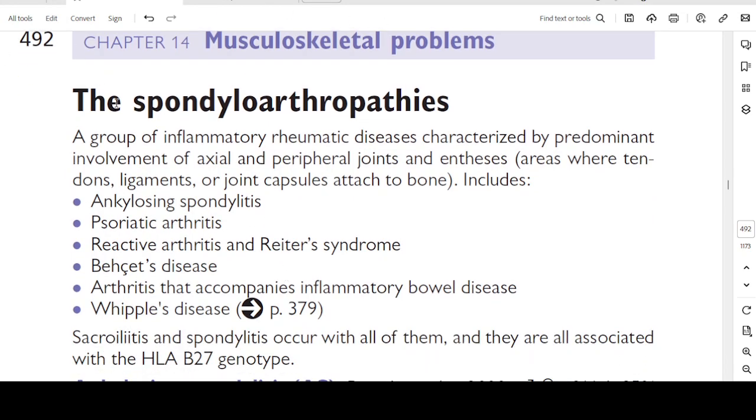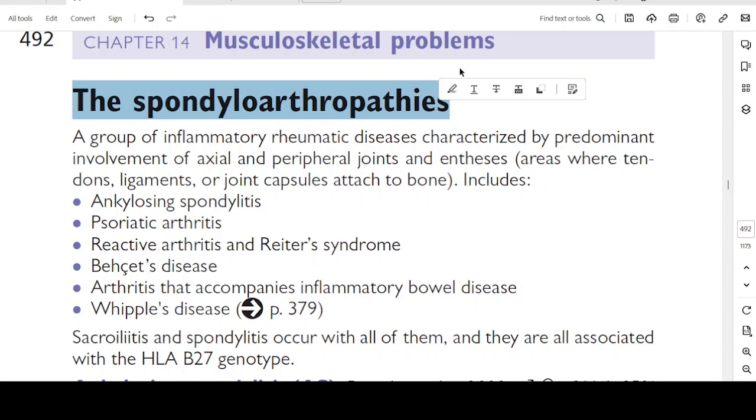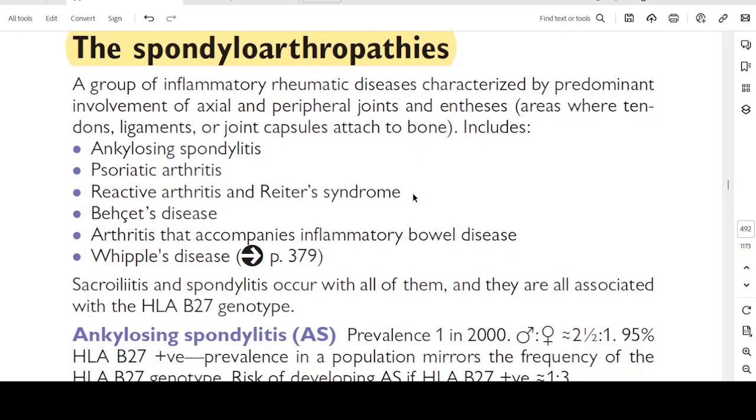Musculoskeletal problems 492. The spondyloarthropathies. These are a group of inflammatory rheumatic diseases characterized by predominant involvement of the axial and peripheral joints and entheses, areas where the tendons, ligaments or joint capsules attach to the bone. They include ankylosing spondylitis, psoriatic arthritis, reactive arthritis, Reiter's syndrome, Behcet's disease, arthritis that accompanies inflammatory bowel disease, and Whipple's disease. Sacroiliitis and spondylitis occur with all of them, and they are associated with HLA-B27 genotype.